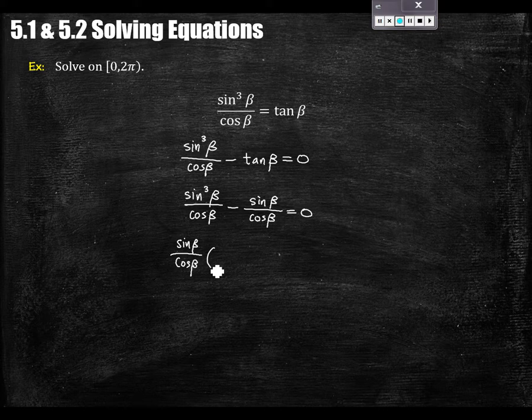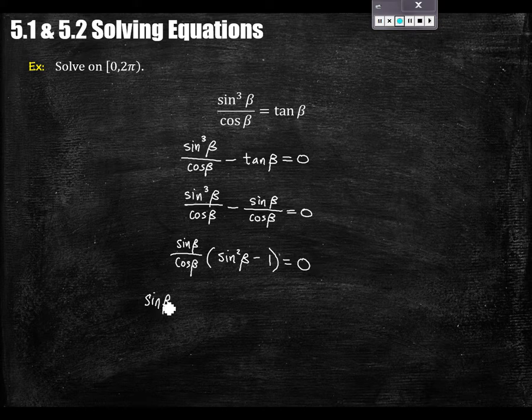Can I factor a sine over cosine out? Oh, you get sine squared beta over cosine beta. That's actually nice. Do you like that? Awesome. Great. And then we have that sine beta is equal to 0.